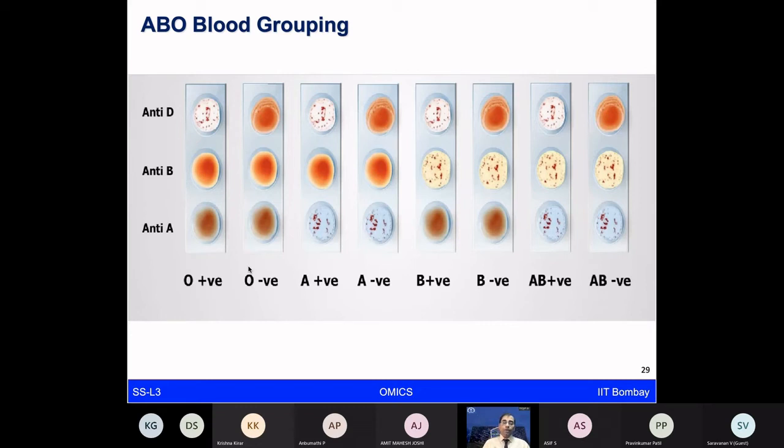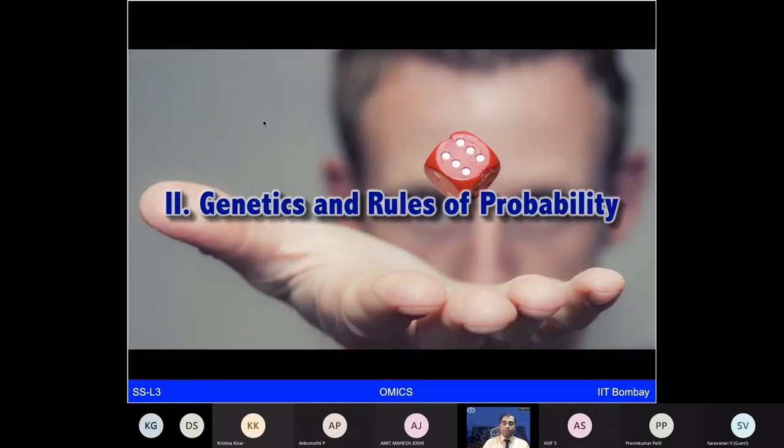On top of that, we're also looking at an additional factor, which is the rhesus factor, tested with antibody D. If that shows a positive pattern, agglutination, or negative, accordingly we say O positive or O negative. So these are some interesting and basic examples, but likewise we have many examples where you will see the genetics rules one could follow in our day-to-day life.